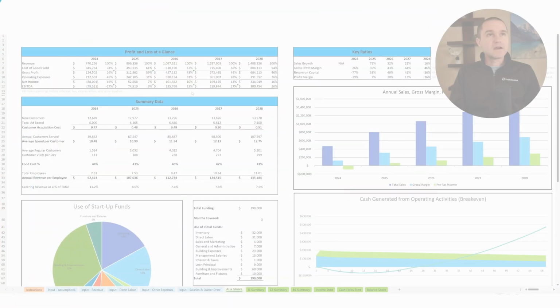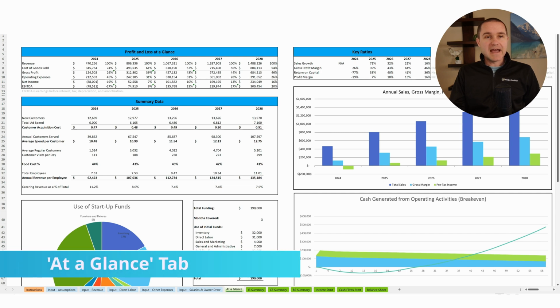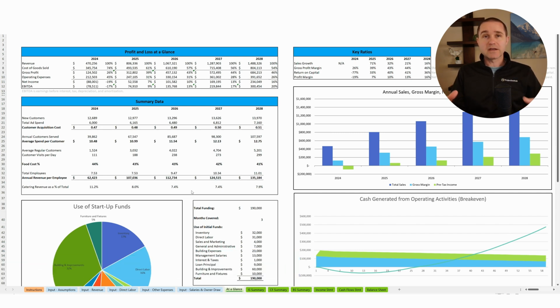So with that, let me go ahead and dive into how this model works. All right, we're going to start here on the At a Glance tab. So this is kind of the end of the process. After you've input all of your assumptions, you're going to have some nice charts and graphs and tables that you're going to be able to put into a business plan or a pitch deck for lenders and investors.